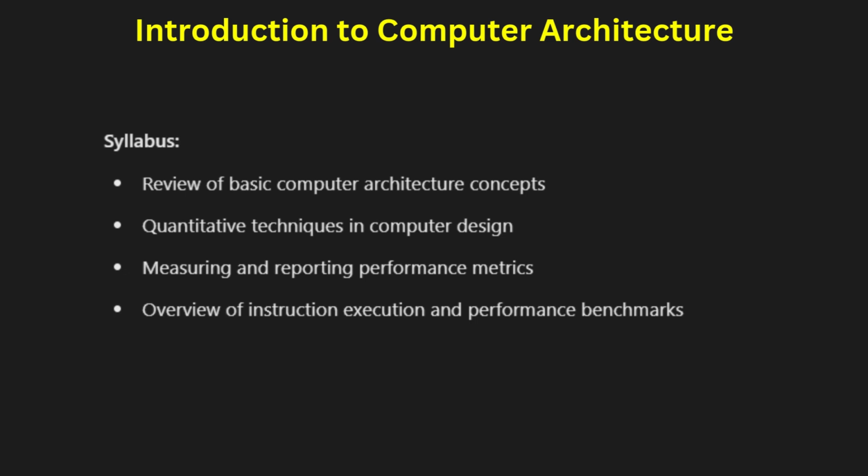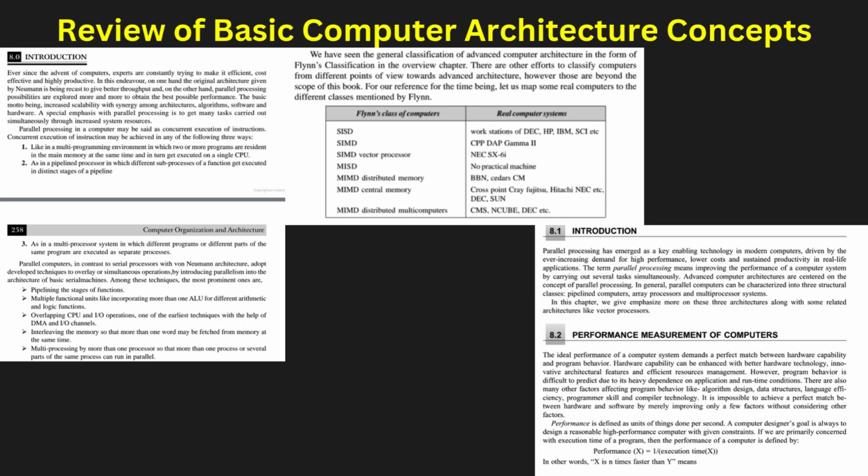Now, let's dive into the computer architecture. So, now, review of basic computer architecture concepts. Computer architecture defines the design and the functionality of computer systems, focusing on how components interact to execute the instructions efficiently. The three key aspects are instruction set architecture, which you already know from computer organization, microarchitecture, and system architecture.